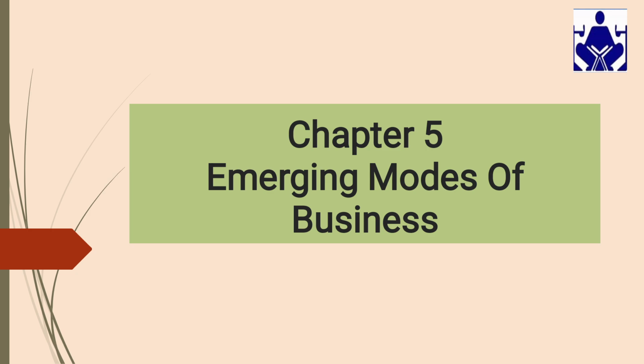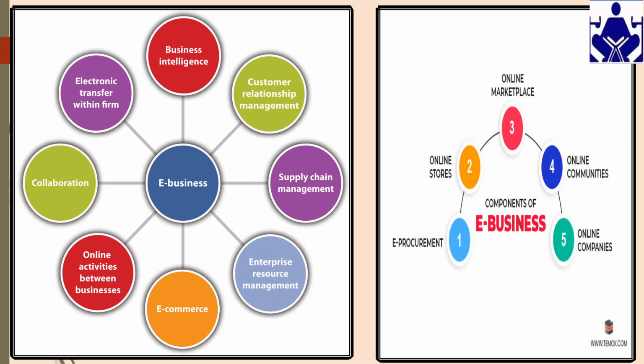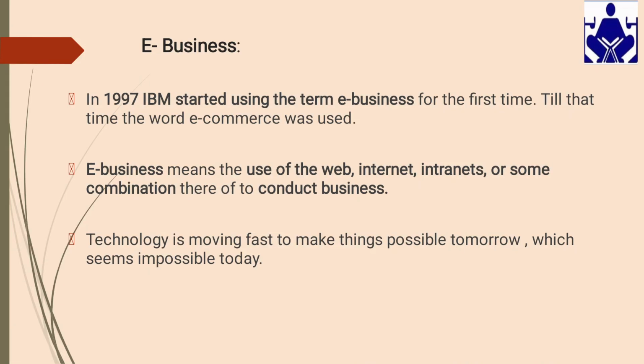So let us start with our chapter number 5, Emerging Modes of Business. So students, here you can see some images. The image on the left hand side is all about e-business. E-business, let us understand what is e-business.